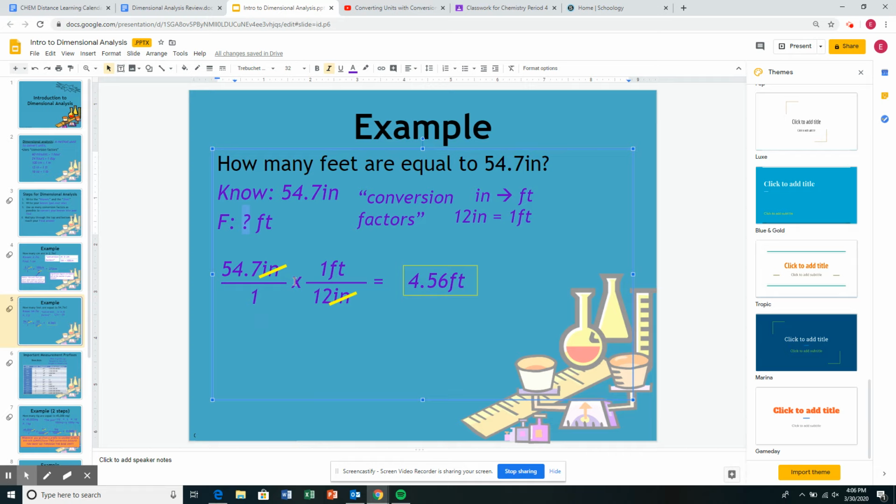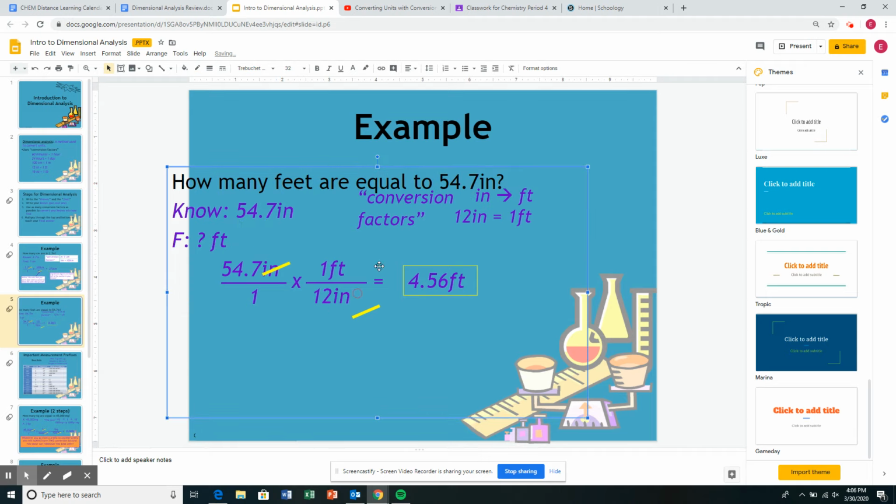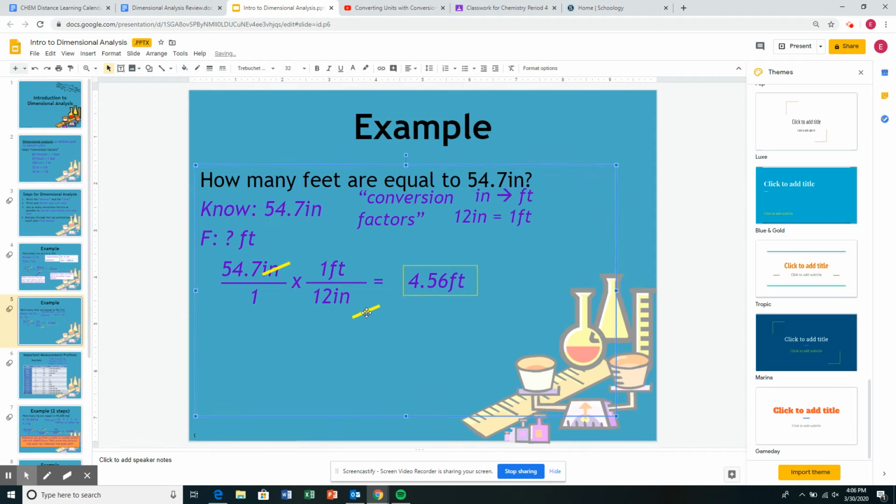We are multiplying it by our conversion factor, set up such that our units can cancel out. Inches can cancel out inches. Boom. And then we are left with what happens when we actually divide the top number by the bottom number, right? 1 and 1 cancels. Basically what we're doing is we're taking 54.7 divided by 12. We are getting 4.56 feet.